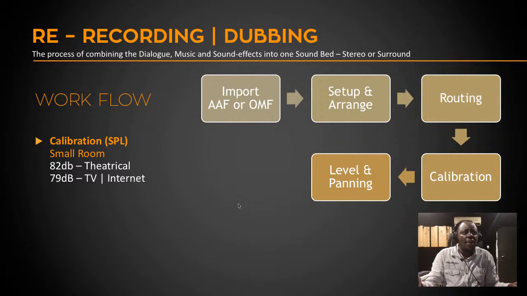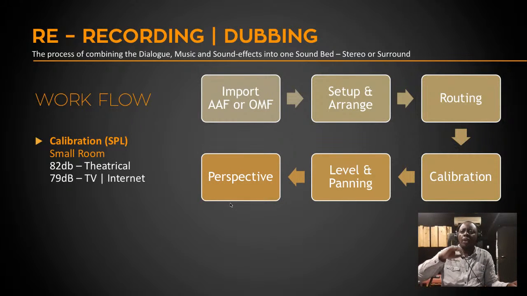Then the next level, after you have set up and routed, is that we start to level. Make sure that the dialogue and the Foley are all working in harmony. They are all working together. And we are panning. Panning is basically putting things in the right acoustic space. If it's left, it's left. If it's right, it's right.